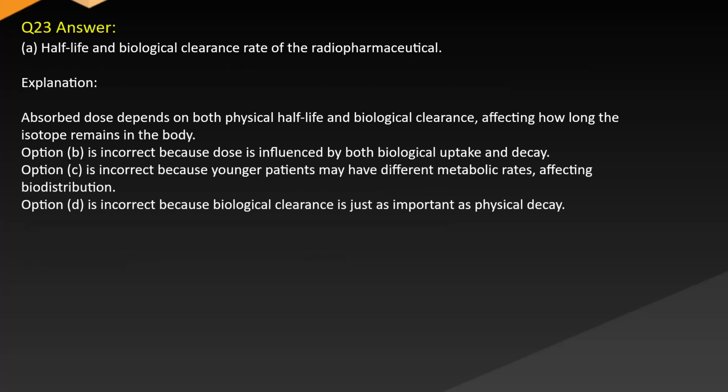Answer: A. Half-life and biological clearance rate of the radiopharmaceutical. Explanation: absorbed dose depends on both physical half-life and biological clearance, affecting how long the isotope remains in the body. Option B is incorrect because dose is influenced by both biological uptake and decay. Option C is incorrect because younger patients may have different metabolic rates affecting biodistribution. Option D is incorrect because biological clearance is just as important as physical decay.